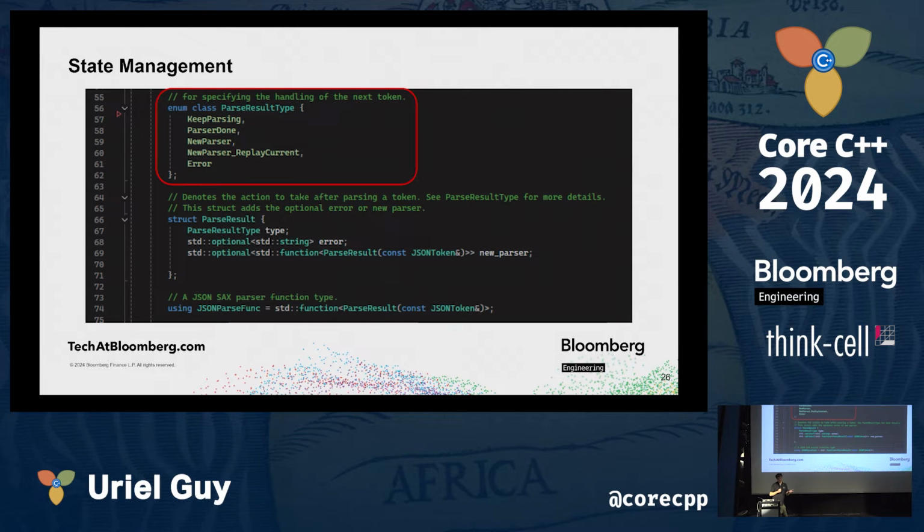And alternatively, something went bad. There's an error. I don't want any more JSON. Just stop whatever we're doing and go home. We can build a result. What does a parser return? It returns the optional error, alternatively a new parser, and just an instruction on what to do. And with that, we can actually build the parser itself, which is just a function that takes in a token and gives you instruction about what you want to do next.